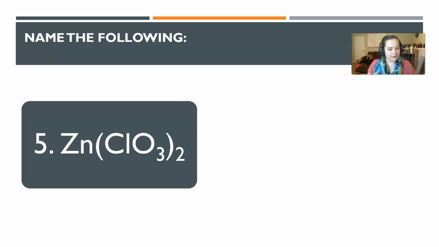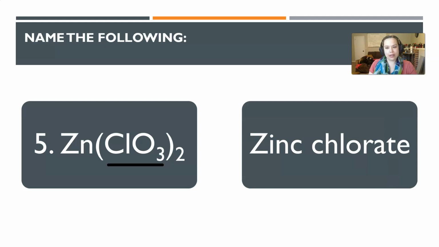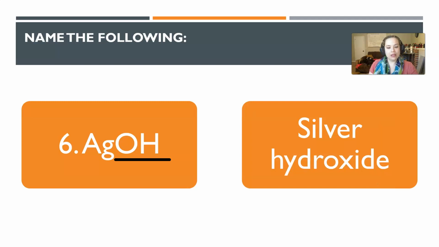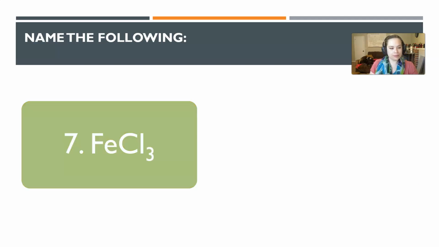Number 5, polyatomic here is going to be ClO3, which is chlorate. So this molecule is going to be zinc chlorate. Number 6, polyatomic here is going to be hydroxide, OH-. So this molecule is going to be named silver hydroxide.